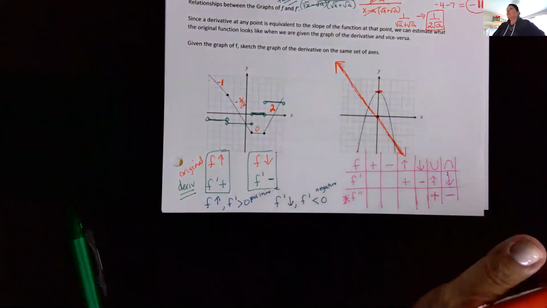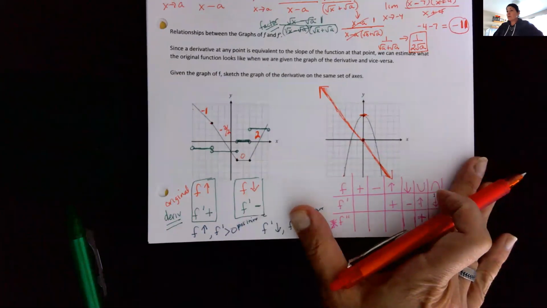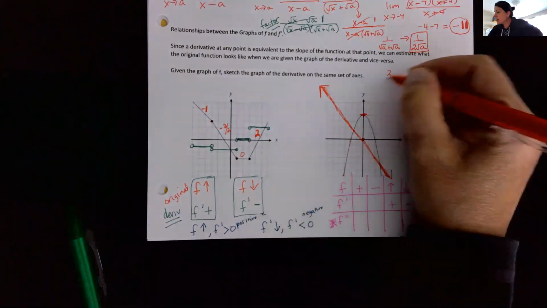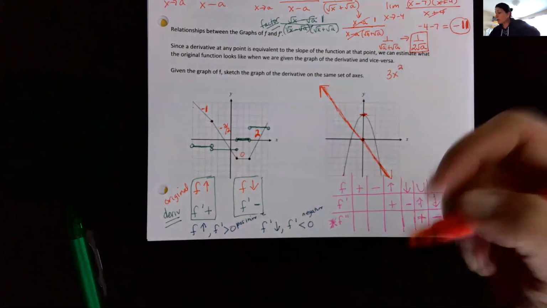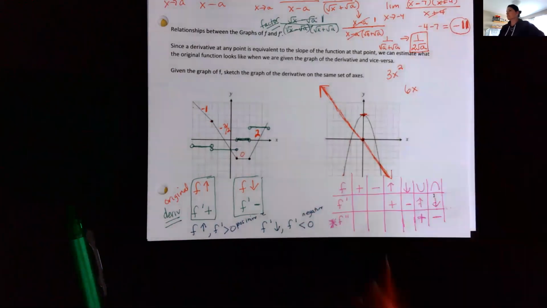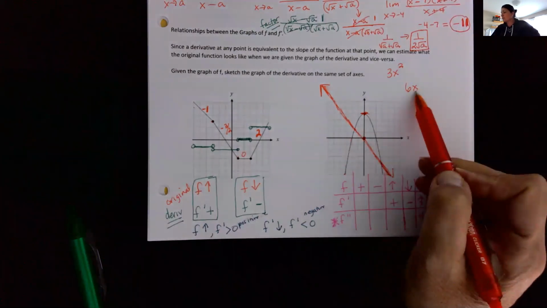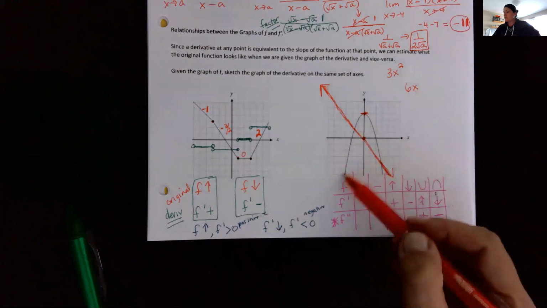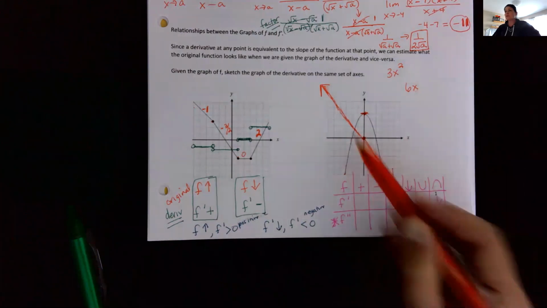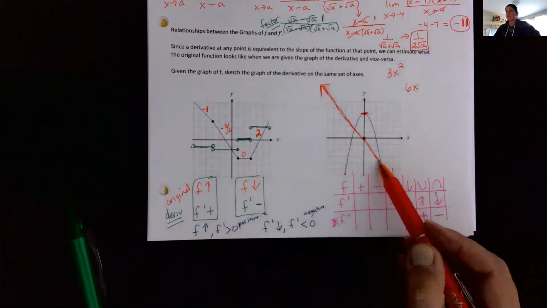So, a couple things to keep in mind and that we've talked about. Remember the 3x squared graph or function that we dealt with on 3-1, and we ended up with 6x. Derivative, original. Original is an upside down parabola. Derivative is a linear graph.